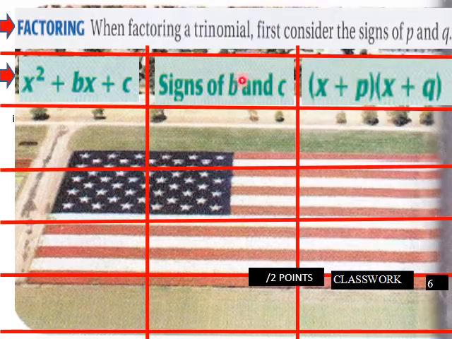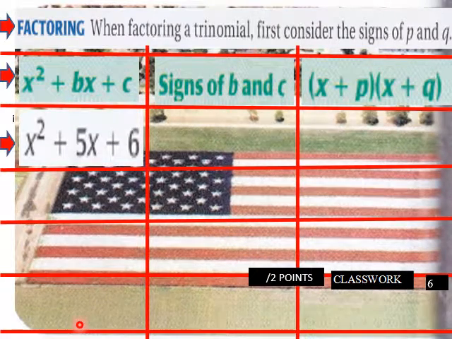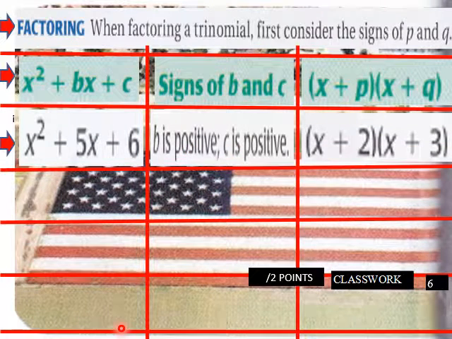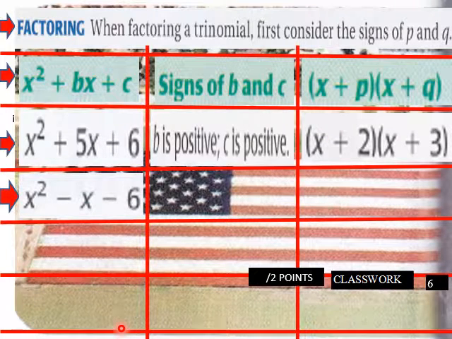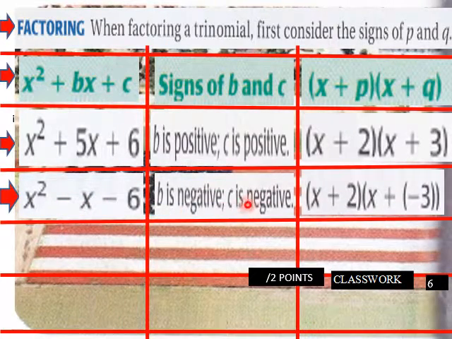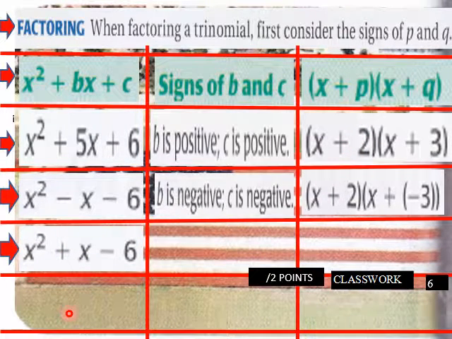Factoring. When factoring a trinomial, first consider the signs of p and q. Here, b is positive, c is positive, so p and q either have to be both positive or both negative. Now, in this situation here, we have 2 negatives. So b is negative, c is negative, so you could have a positive and a negative here. These two up here for b would have to be positive too. So p and q would have to be positive as well.